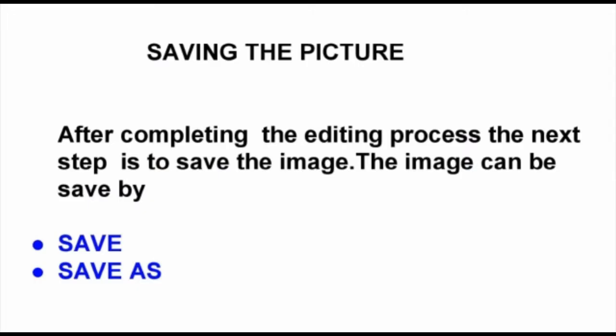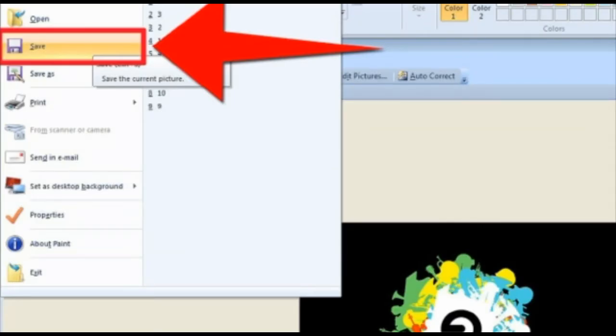Saving the picture. After completing the editing process, the next step is to save the image. The image can be saved by using Save option or using Save As option. Save. This option will replace the existing image file with the edited image file. In other words, this option will override the original file. To save, click on File, Save.